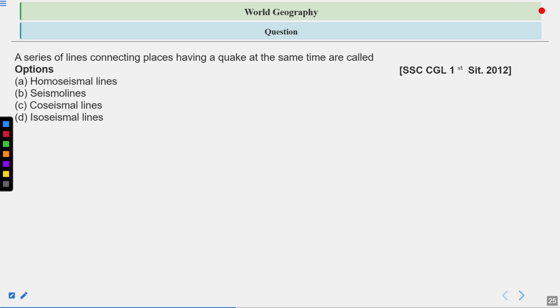A series of lines connecting places having a quake at the same time are called: homoseismal lines, seismolines, quasi-seismal lines, isoseismal lines.